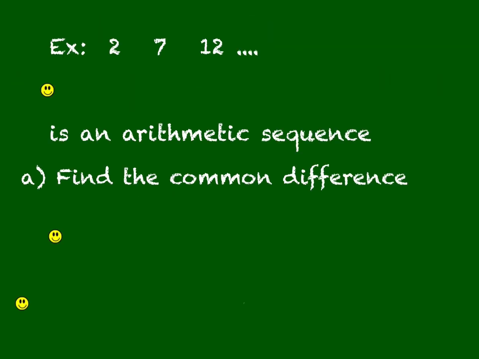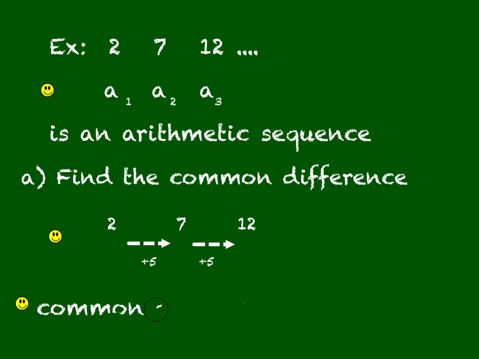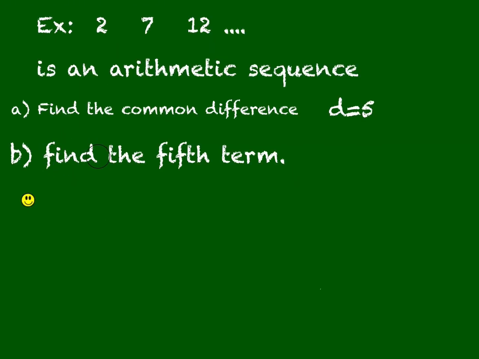Example: consider the sequence 2, 7, 12. Determine the common difference. First, let's define the terms as the first, second, and third terms. Next, let's check the difference between each pair of consecutive terms. The difference is 5, which means the common difference is 5. Now, let's move on to part B of the question.